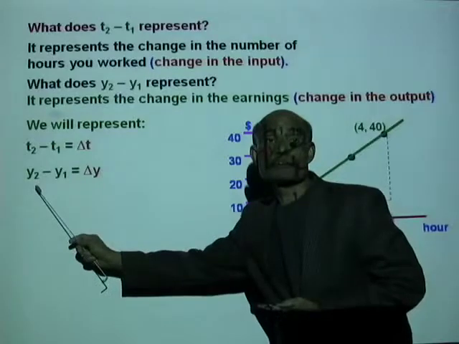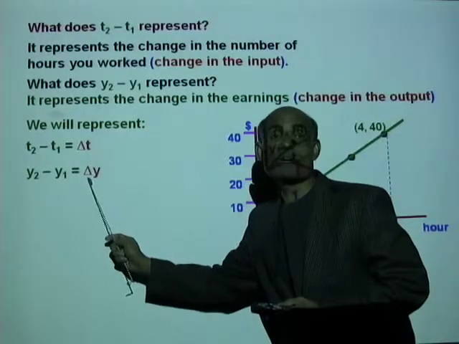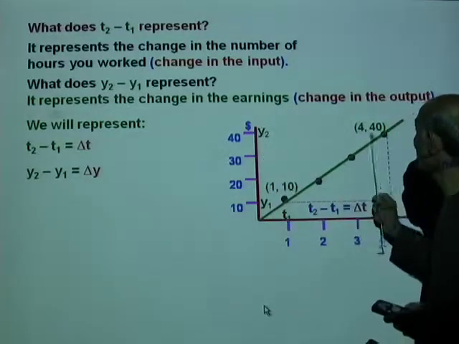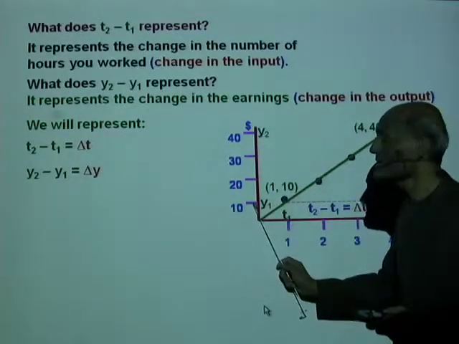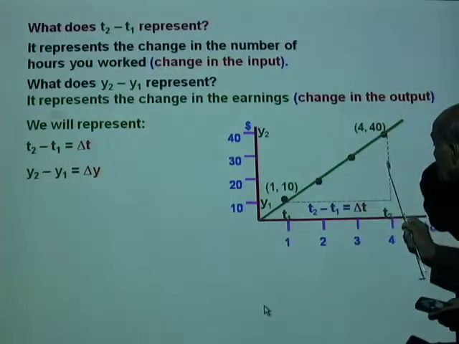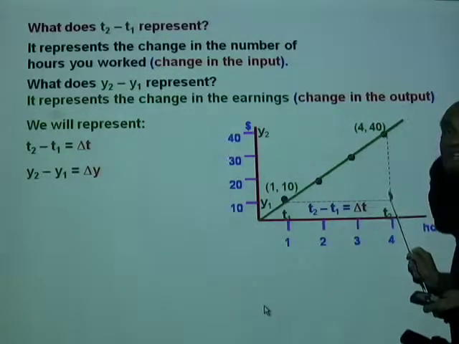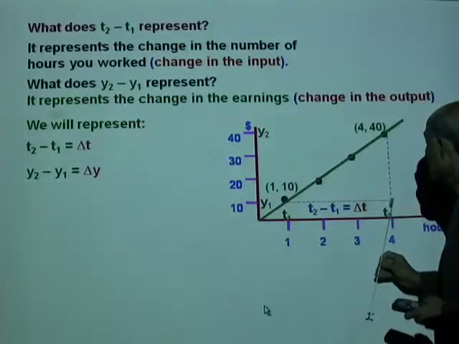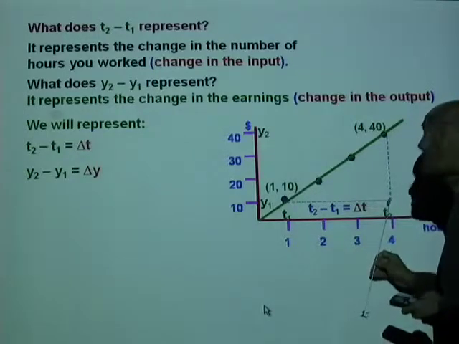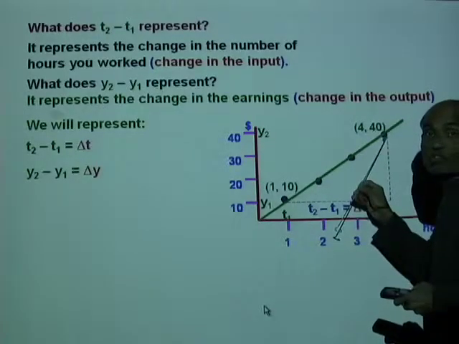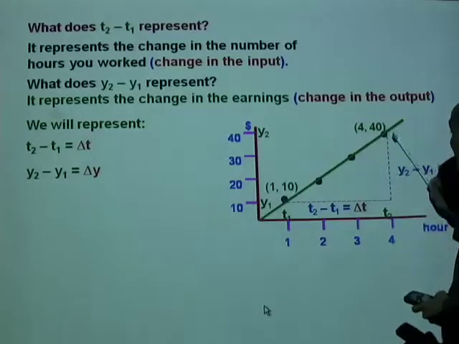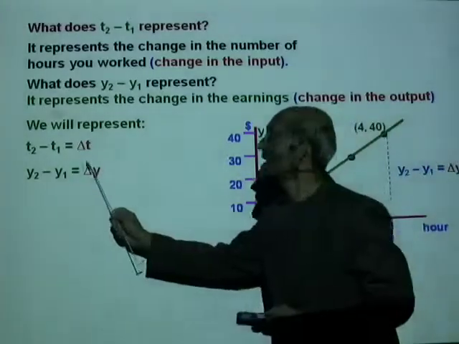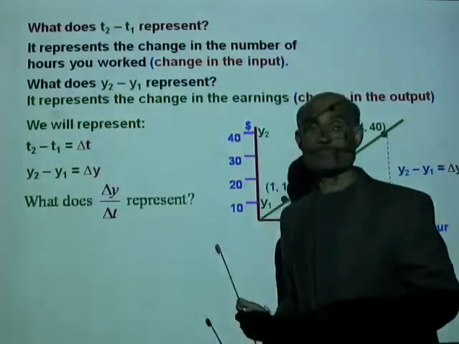And we will also represent y2 minus y1 equal to delta y. So this is your y2, $40. This is your y1, $10. So this is the rise that is y2 minus y1. You see, when time changed t2 minus t1, y rises by y2 minus y1. So this is y2 minus y1 and we will represent that by delta y.